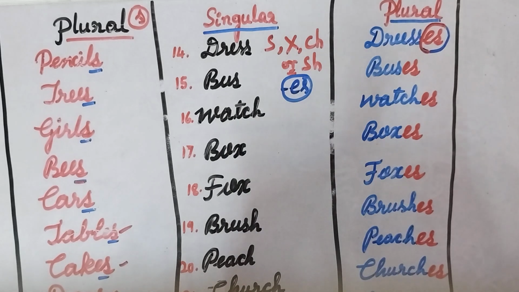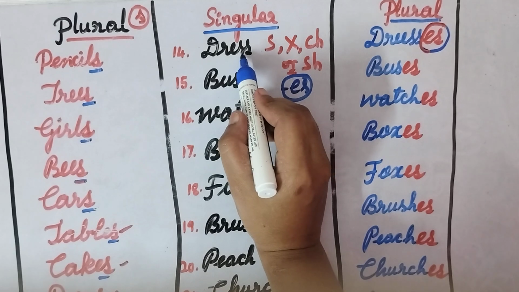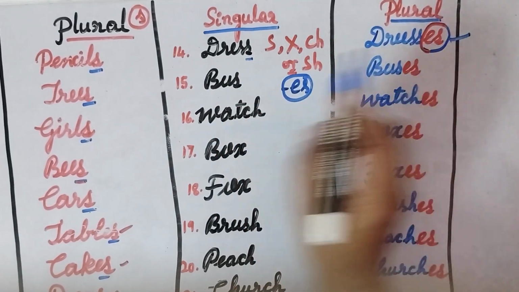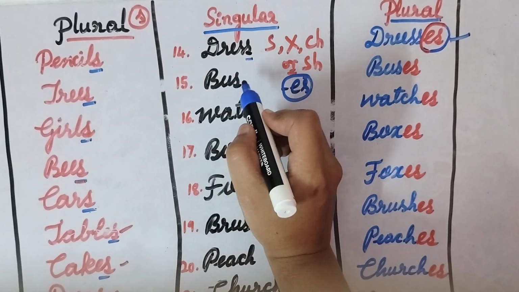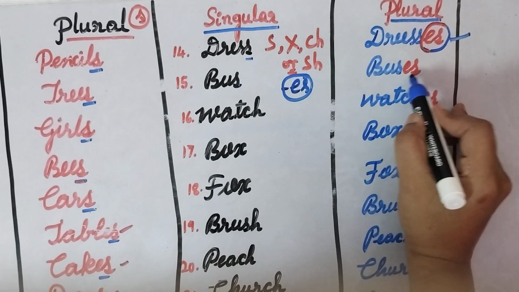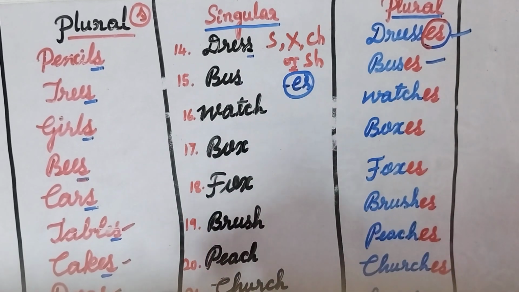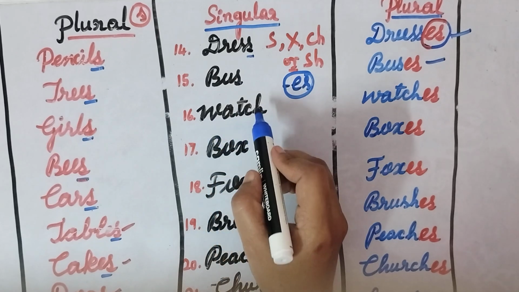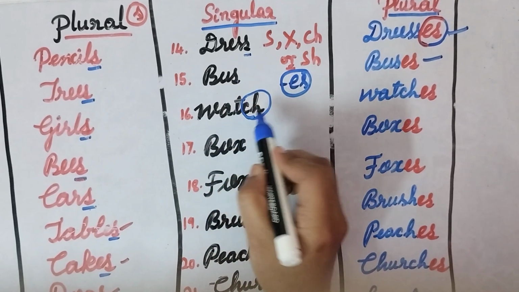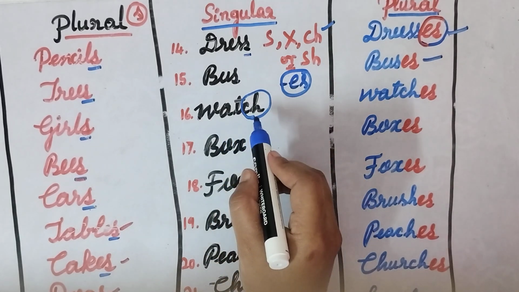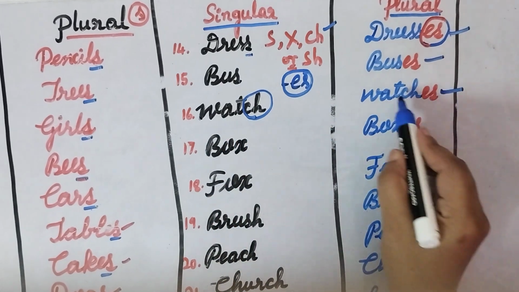For example, dress ends with the letter s. So dresses, es. Bus, this word also ends with the letter s. So we add es, plural form buses. Watch, this word ends with the letters ch. So watches. The plural form of watch is watches. So we add es.